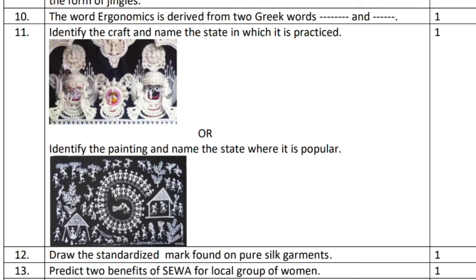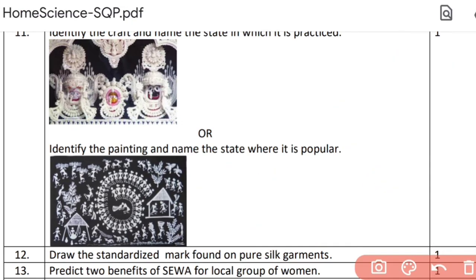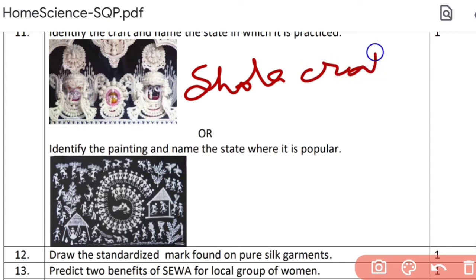Now the 11th question, it is a picture based question: identify the craft and name the state in which it is practiced, and the second one is identify the painting and the state where it is popular. So the first one, where is it? It is also from unit 1, and it is Shola craft. This is not a multiple choice, and because it is a bit difficult, you might have forgotten it. That is why maybe you have a choice.